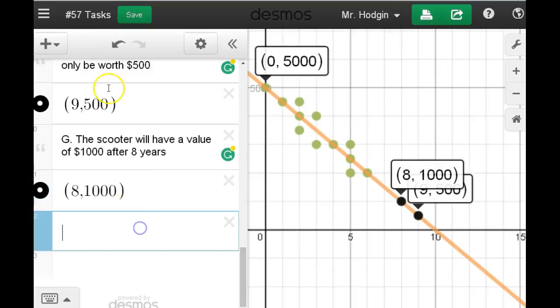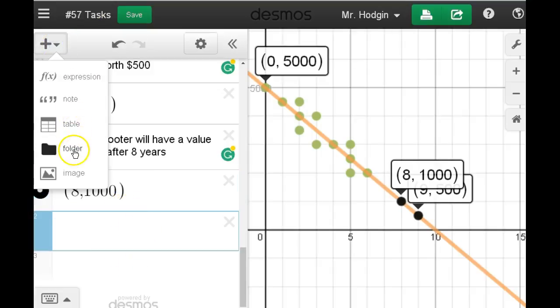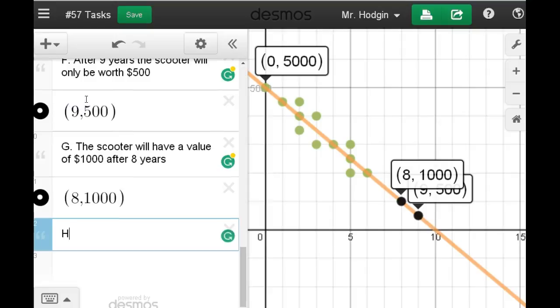Oh, H, one more. So let's add one more note and do H. Describe the relationship between the scooter's value and its age. Probably the most important question on here. So what does this all mean? What does this tell you about the price or the cost or the value of a scooter over time? In general. As general as you can think.